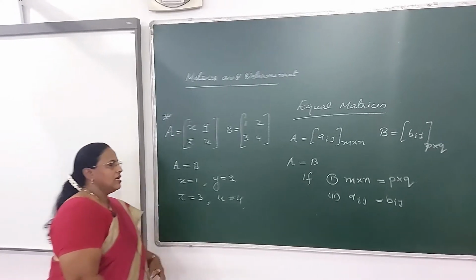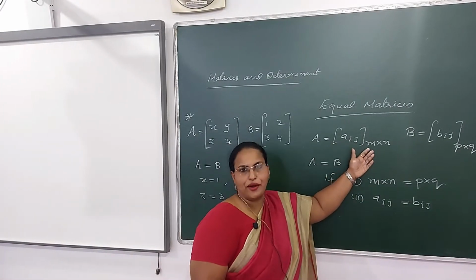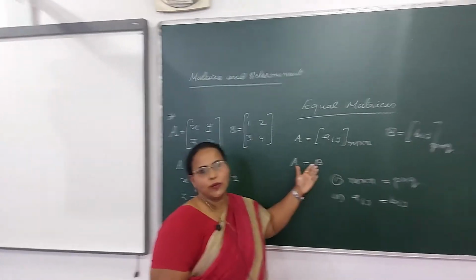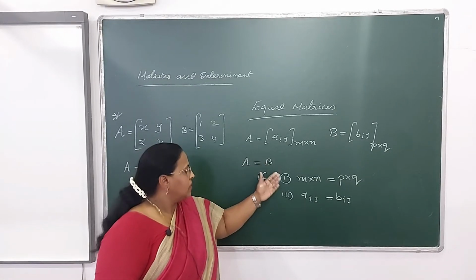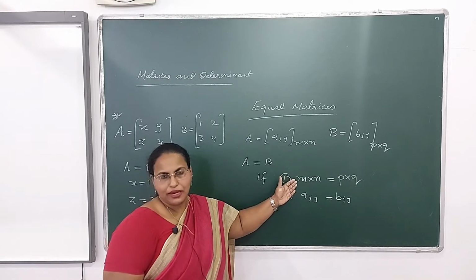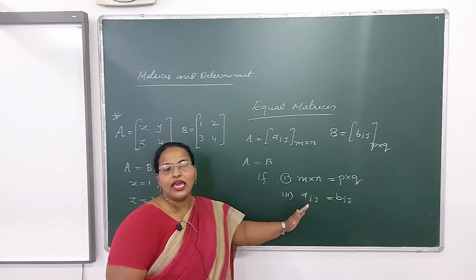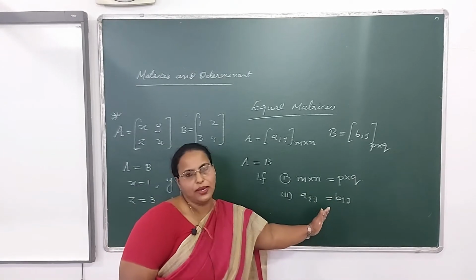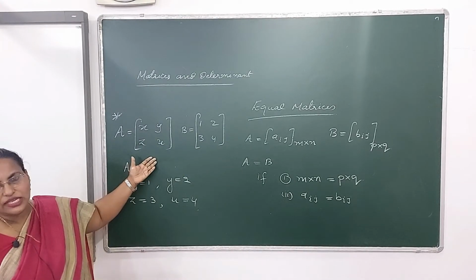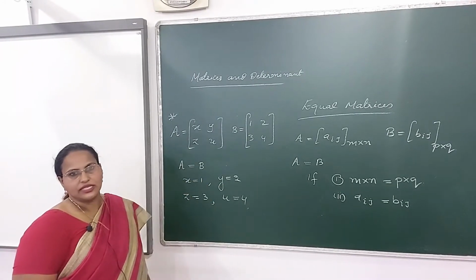A very important concept of equal matrices. So once again, if A and B are two matrices such that A is Aij of order m by n, B is Bij of order p by q, A will be equal to B when these two conditions are followed. The first thing is the matrices should be comparable, that means m by n should be equal to p by q, and the second, Aij should be equal to Bij. I hope this is clear to you. The example based on this. So, a very important concept of equal matrices.